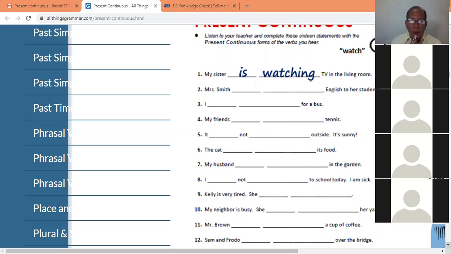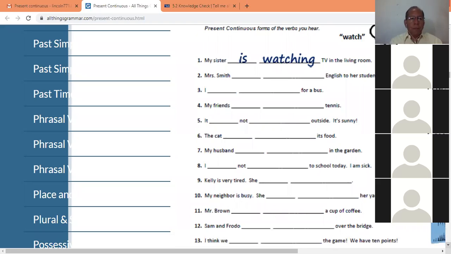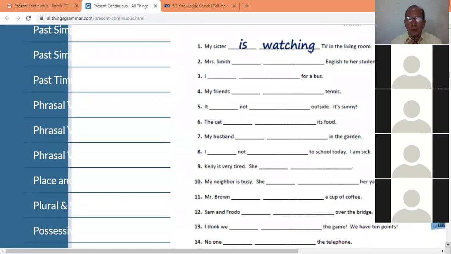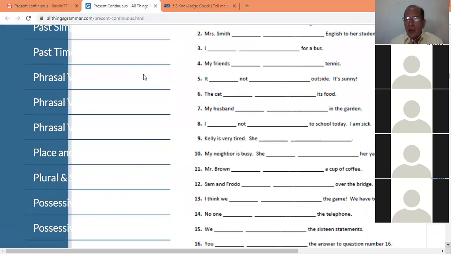Number 10, Wilbur. My neighborhood is busy. She's working on her yard. Yeah, she's working on her yard. Okay. Cutting her yard. All right. Dina, number 11.